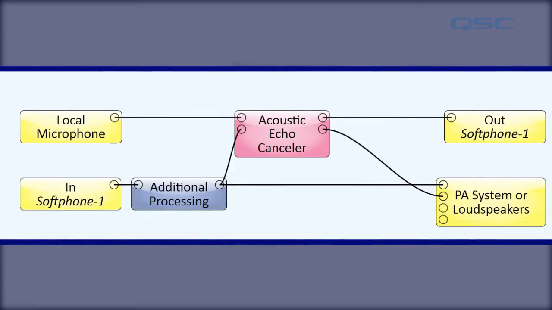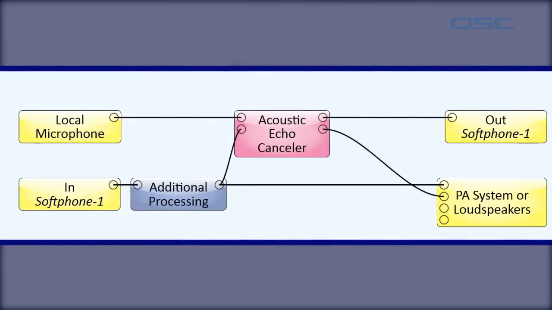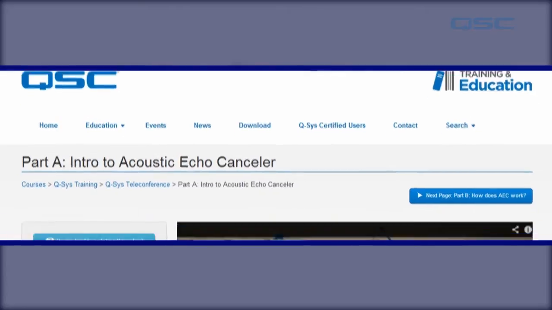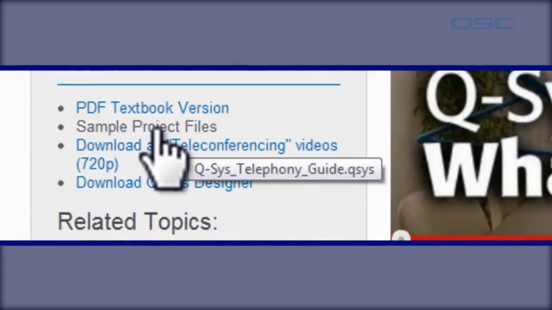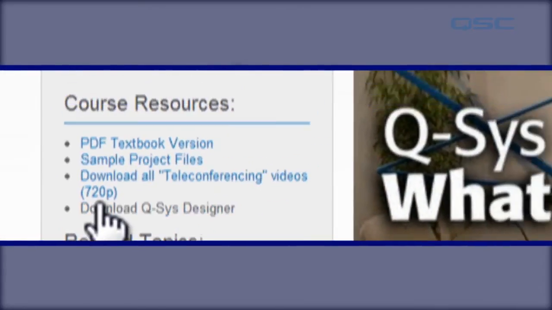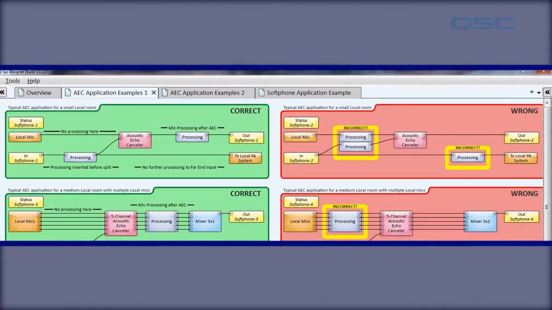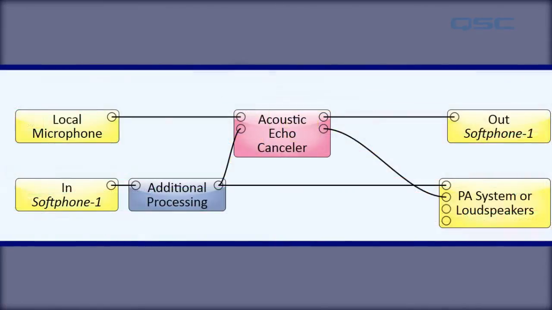This signal will not include the local noise reduction or comfort noise processes that you learned about in the previous section. We have an excellent sample design available in the project files for this course that you can download that shows more examples of correct and incorrect ways of applying processing to the AEC component.